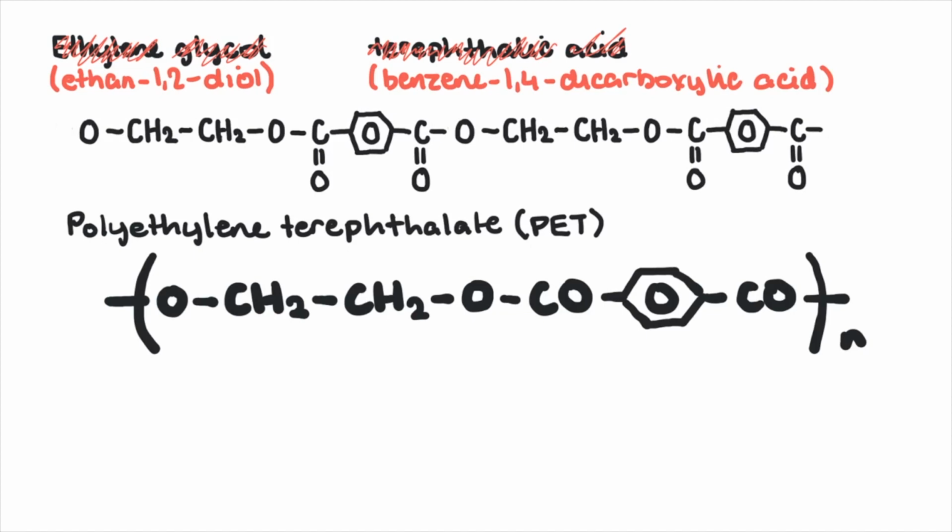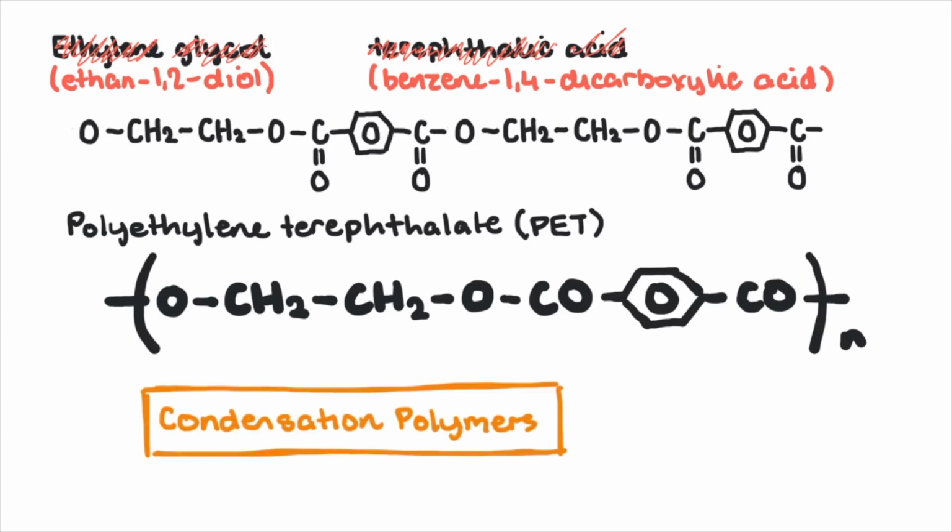Because both examples release a small molecule as a byproduct when they polymerize, like water or methanol, they are known as condensation polymers. So when monomers have these as a functional group, they're suitable for condensation polymerization.